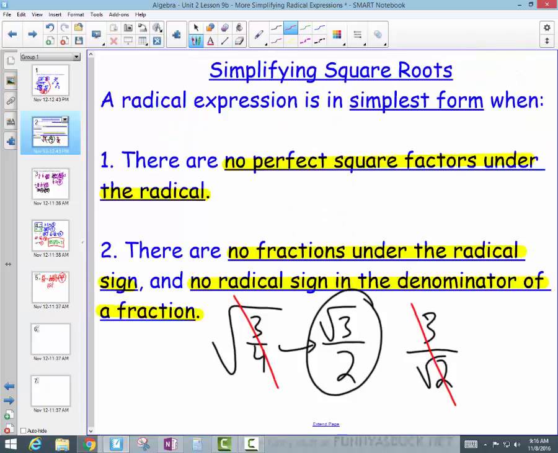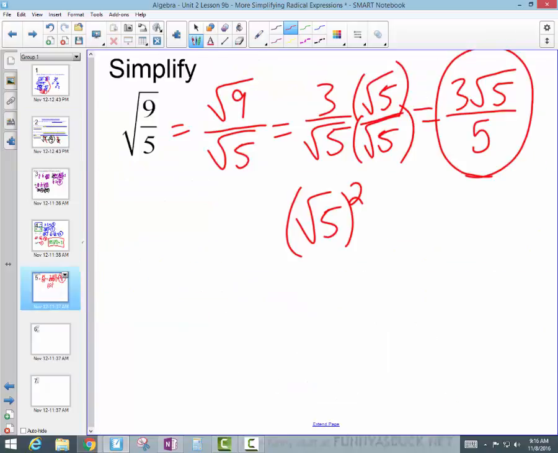You have no perfect square factors under the radical, you have no fractions under the radical sign, and you have no radical sign in the denominator of the fraction. Now, inevitably, somebody typically asks, well, can't we simplify? We have 3 root 5 over 5. Well, notice in our final answer, 3 root 5 over 5, you can't cross cancel. You cannot say, well, 5 divided by 5 is 1 and 5 divided by 5 is 1, because this right here is not 5. That's the square root of 5. Since one's a square root and one's the regular 5, they are not the same. We cannot divide them both equally.